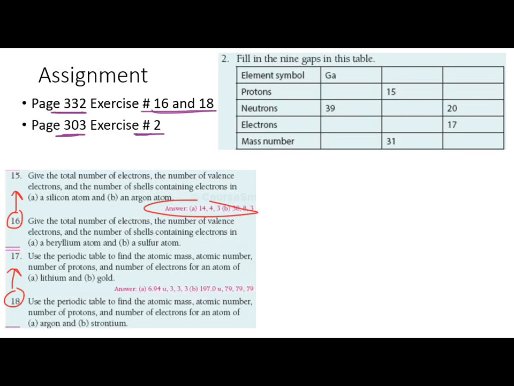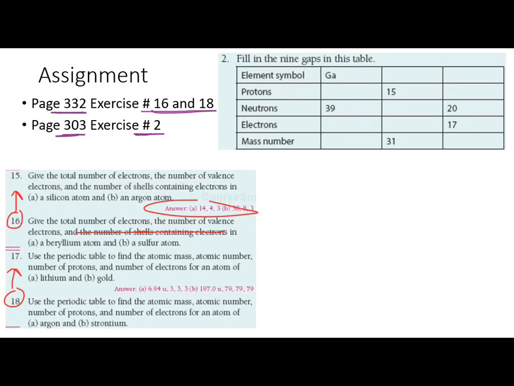For 16, it wants you to give electrons, valence electrons, and shells containing electrons. Don't worry about the number of shells contained, the last part, but for a beryllium atom and a sulfur atom. And then for 18, just knock out the atomic mass, that's the decimal number, right? The atomic number, the number of protons, and the number of electrons for neutral argon and strontium.